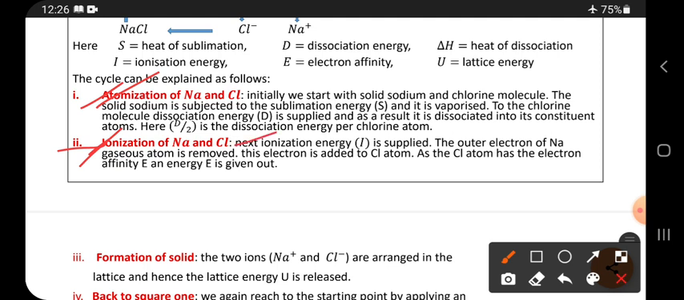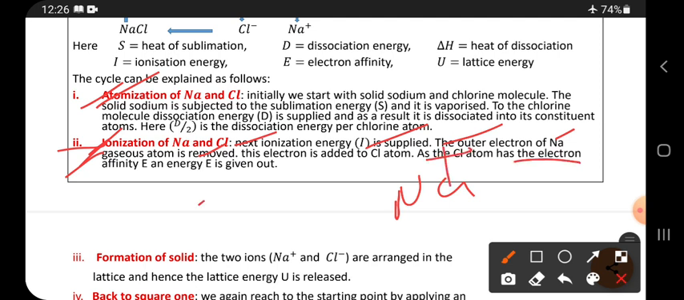Next, ionization energy is supplied. The outer electron of the sodium gaseous atom is removed. This electron is added to the chlorine. So from the sodium, when we remove the one electron, it becomes positive.